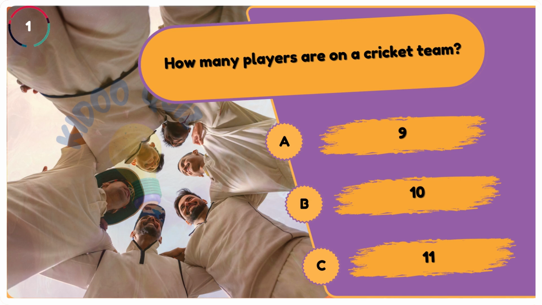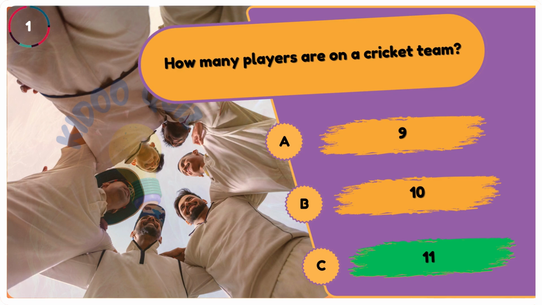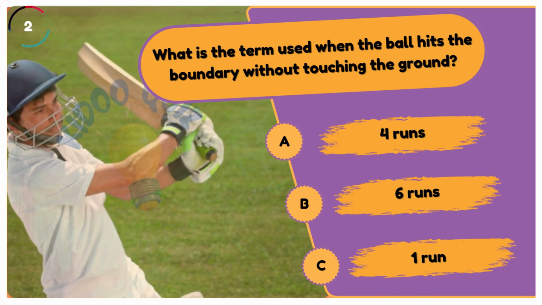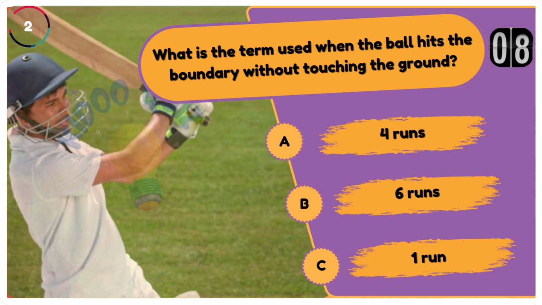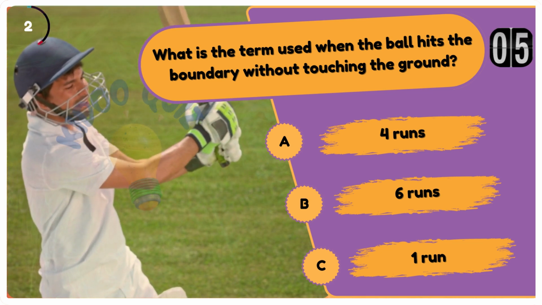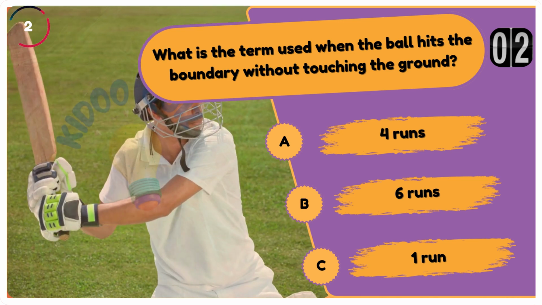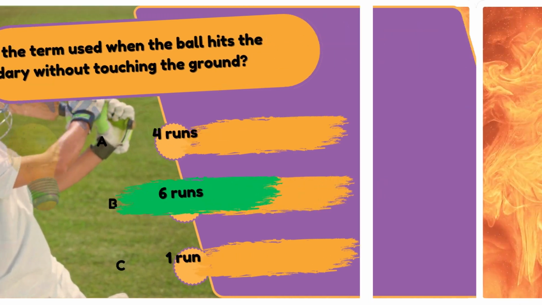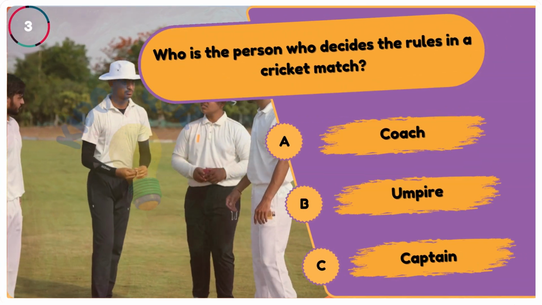How many players are on a cricket team? (11) What is the term used when the ball hits the boundary without touching the ground? (6 runs). Who is the person who decides the rules in a cricket match?